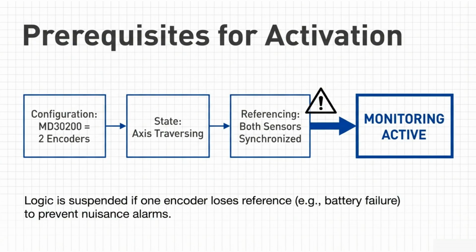For activation, machine data 36510 monitoring requires the configuration to include two encoders. The axis must be traversing, and both sensors must be referenced and synchronized. The monitoring logic is suspended if an encoder loses reference to prevent nuisance alarms.